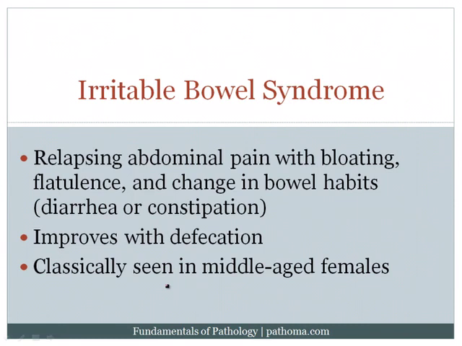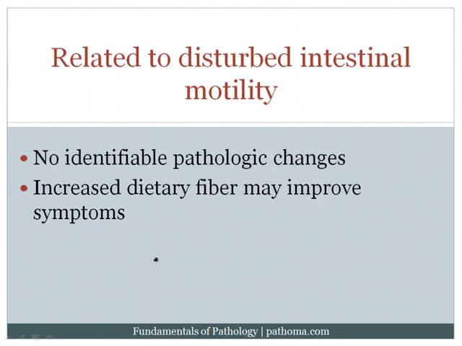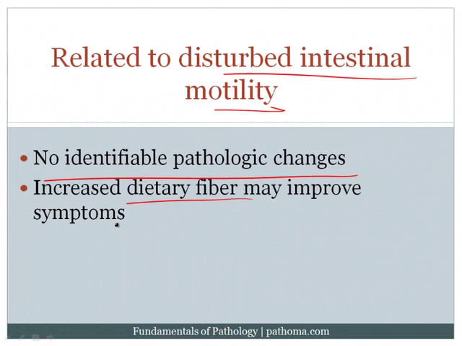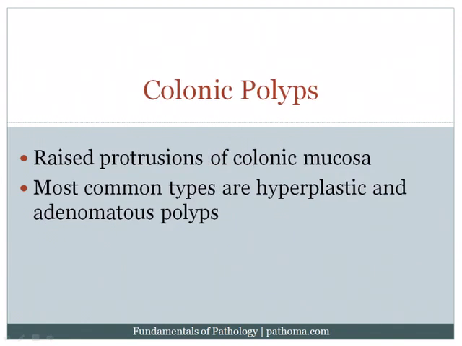Irritable bowel syndrome is a relapsing abdominal pain with bloating, flatulence, and a change in bowel habits. So the patients can have diarrhea or constipation. It improves with defecation. It's classically seen in middle-aged females. We don't have any identifiable pathologic changes in this disorder, so that if you did a biopsy, you wouldn't see much. However, we do know that it's related to a disturbed intestinal motility, and that dietary fiber can improve the symptoms. The last discussion in this section concerns colonic polyps, and this is particularly high yield.